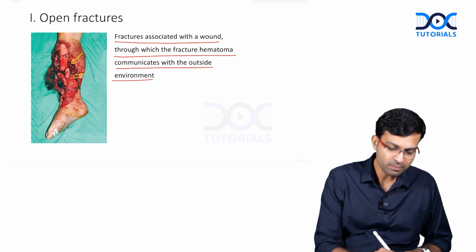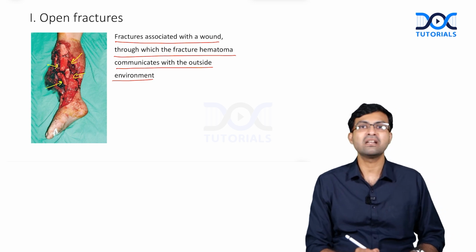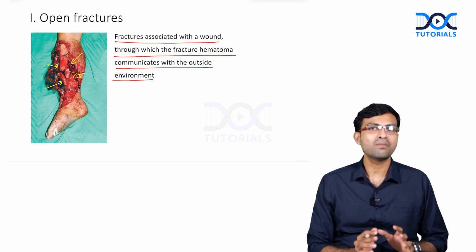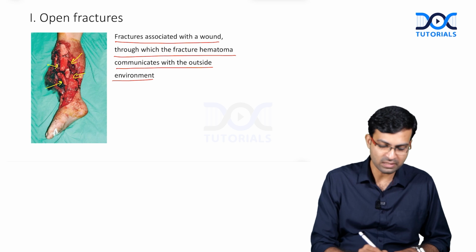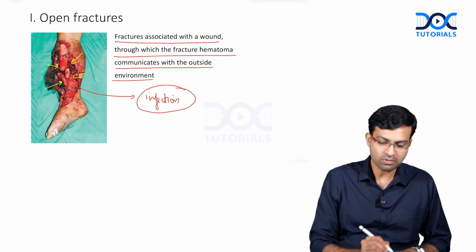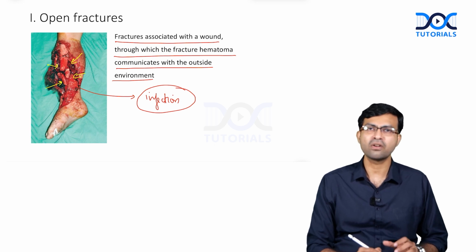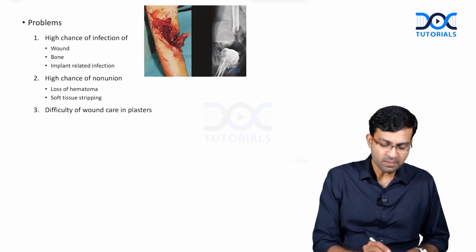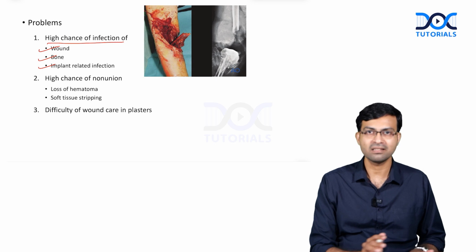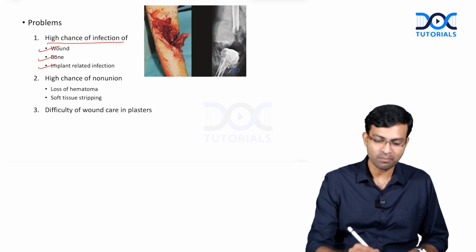All the dirt, the debris, the germs, everything is going to enter the fracture site and cause complications. And which is the primary complication we are scared of? Infection of bone, isn't it? This can result in chronic osteomyelitis, or it can cause non-union and lots of problems. So there is a high chance of infection. Infection can occur in the wound, it can occur in the bone, and if you put an implant in that site, the implant is also going to get infected, isn't it? You can't even imagine putting an implant or a plate in this area. It is going to get infected.